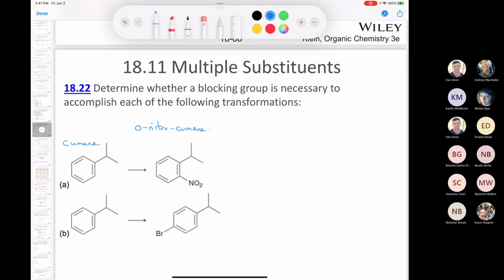I would say yes, you would need a blocking group here because the isopropyl group is ortho-para-directing, isn't it? So that means it's going to direct to these two positions and the para position. But it's also a pretty big group, so it's preferentially going to direct to the para position. And so how do you get the nitro group ortho to the isopropyl group?